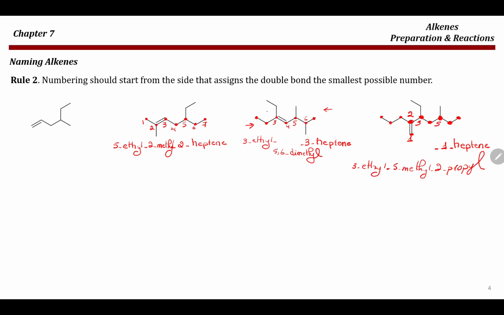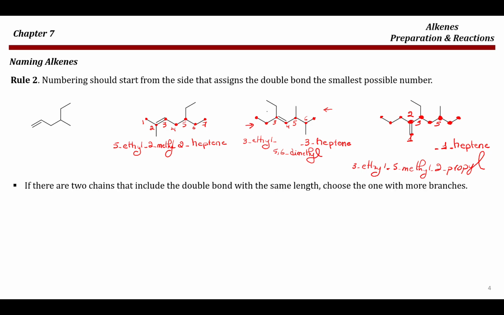So always make sure to choose the longest chain including the double bond, and also make sure to always give the double bond the smallest possible number. Now, if you ended up with 2 chains including the double bond that have the same length, then you have to choose the one with more branches.